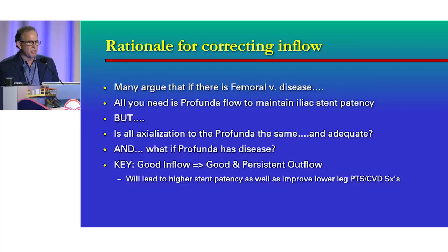There has always been this argument that if there is femoral vein disease, all you need is profunda flow to maintain that iliac patency. But I'm going to argue that not all axialization of the profunda is the same, or is it adequate? And what if the profunda itself is diseased? Because I don't think we look at the profunda the same way as we do femoral veins when we do our imaging. And we certainly don't use IVUS in the profunda to identify poorly visualized lesions as we do with venography. So the key here again is good inflow, which is going to lead to good and persistent outflow.